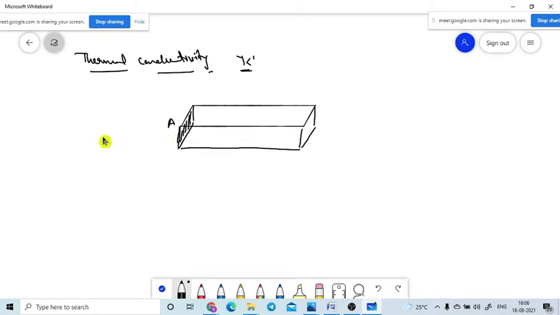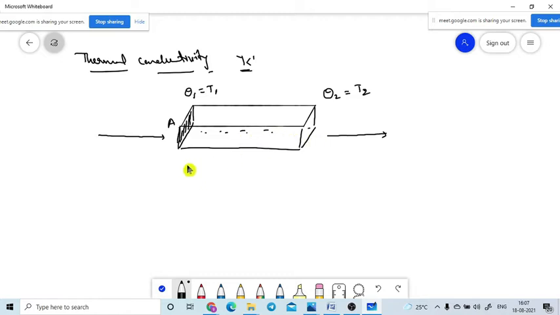Now the heat is flowing from one side to the other side, like this. The temperature of this side of the material, let's assume, is theta1. Some textbooks use T1 also; any label you can use. The other side of the material is at T2, otherwise we can take it as theta2.